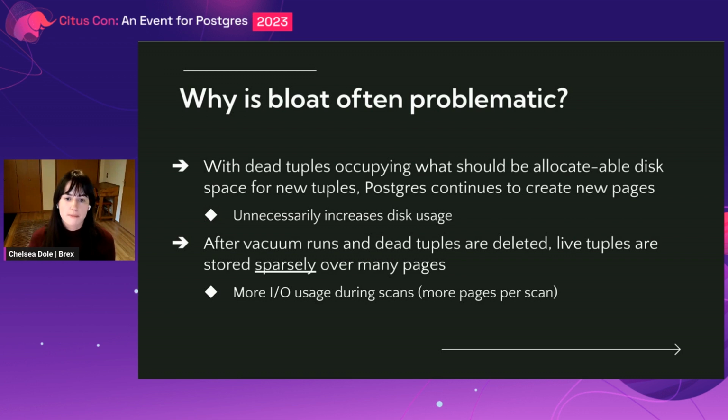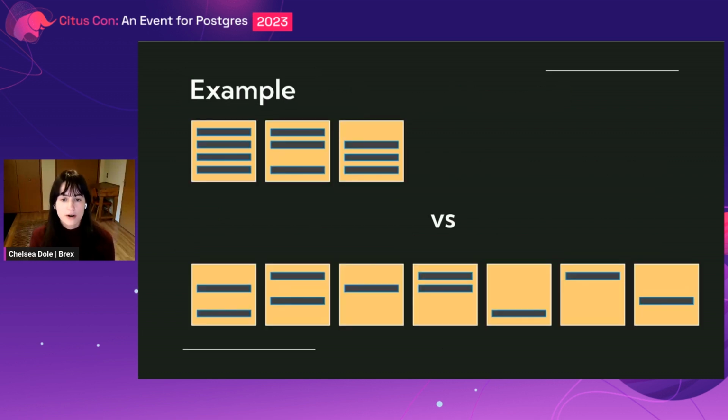Bloat is often problematic because with dead tuples occupying what would be space that Postgres could use for new tuples, it's forced to continue creating new pages. So even after vacuum runs and dead tuples are deleted, live tuples are now stored sparsely, using more I/O during scans. Going back to our example here, if you were to run select star on the first one, it would need to scan over 3 pages to receive the result, versus the bottom one would need to scan over 7 pages. So you're using more I/O to get the same result, even when it's been vacuumed.